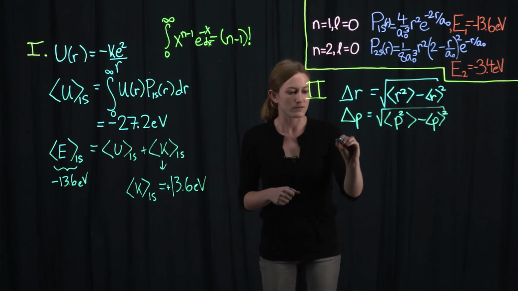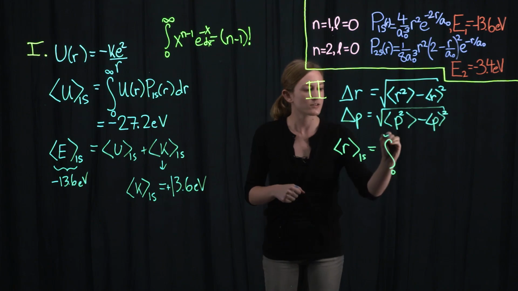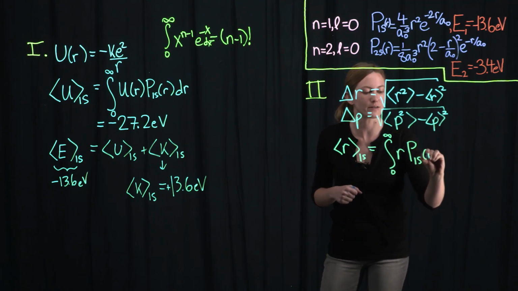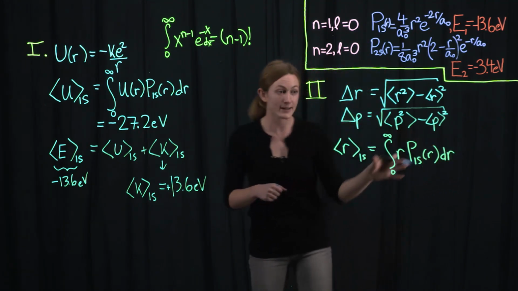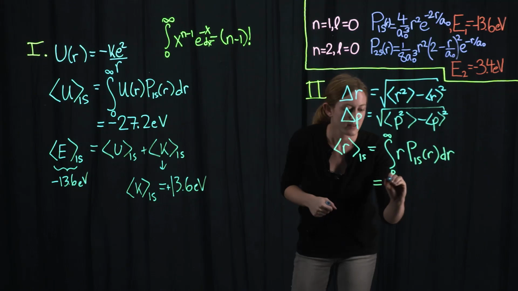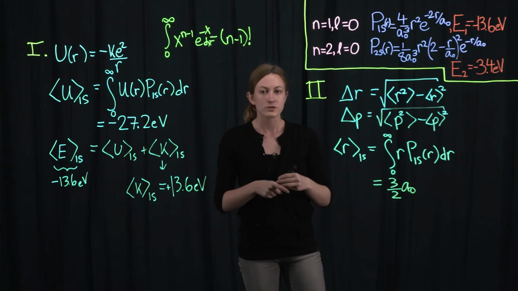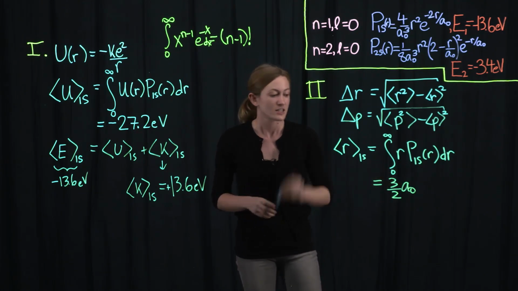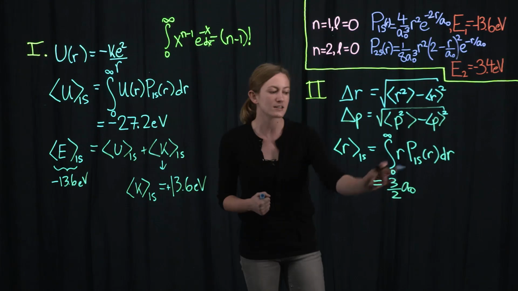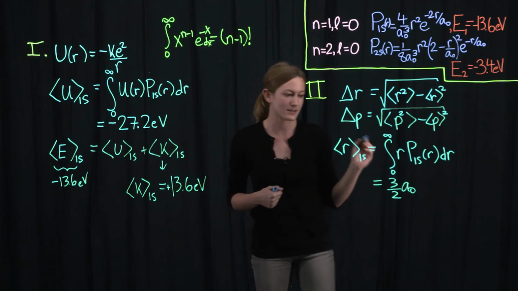The expectation value of R in the ground state is given by integrating R against the radial probability density, P1s of R, dr. And again, this integral is going to turn out to be of this form, and the details are in the attached PDF. The answer turns out to be 3/2 a naught. Remember, a naught is the Bohr radius. So the important thing to note about this relation is that it's not the Bohr radius, which we know is the most likely place the electron will be found. It's actually a little bigger than the Bohr radius, and this is because this probability distribution is asymmetric about its peak.